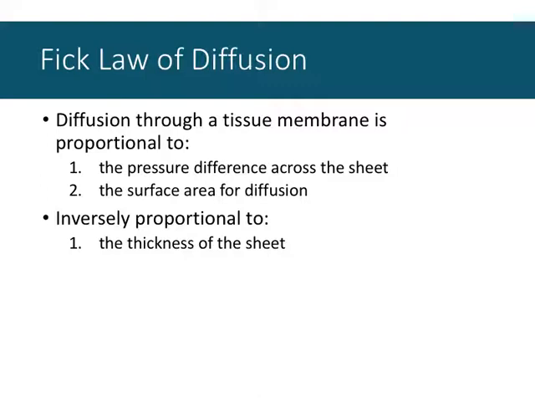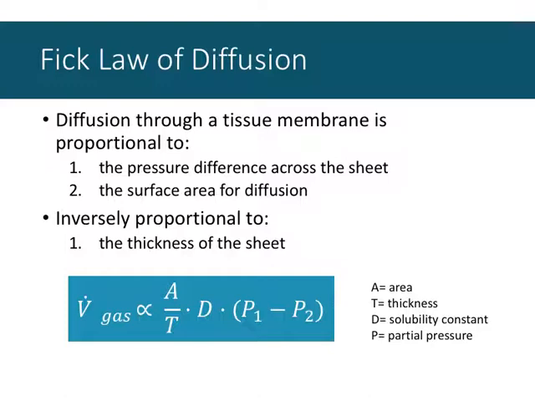And this should make intuitive sense. If you're trying to send something across a membrane, a thick membrane will impede the flow or the transport of that substance. If you have more opportunity to diffuse that substance, then it's more likely to diffuse. And if there's a larger driving force, it's also more likely to diffuse.